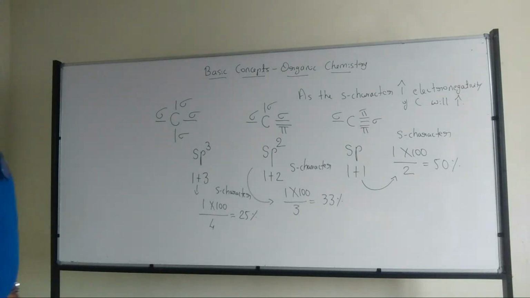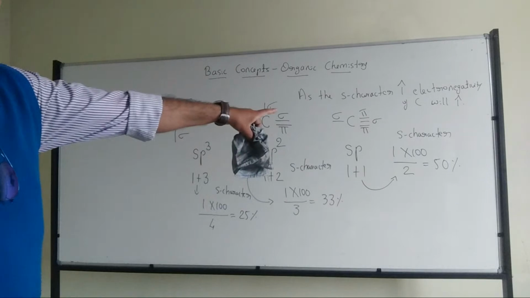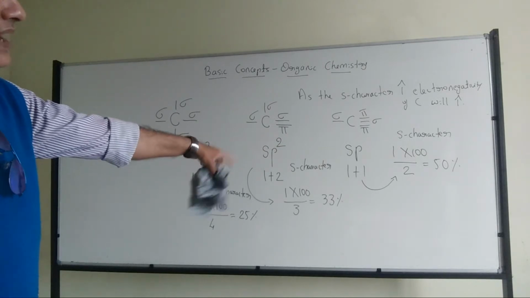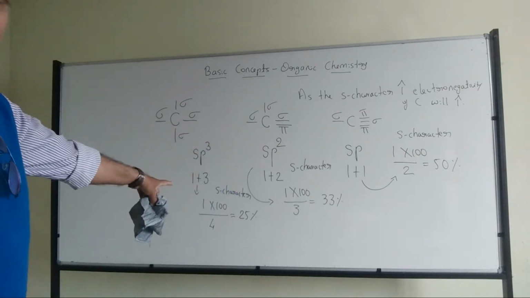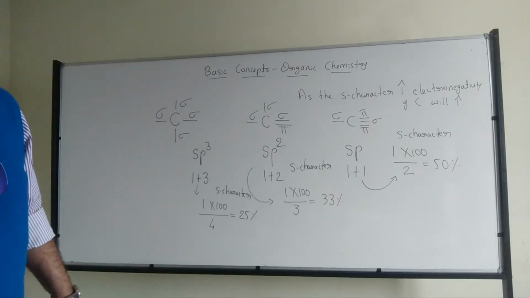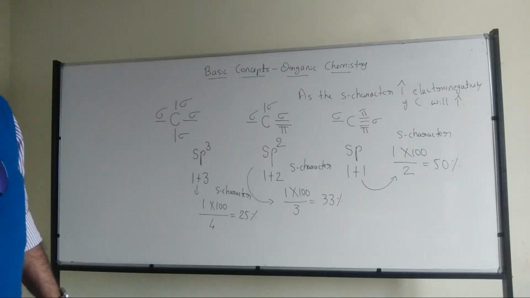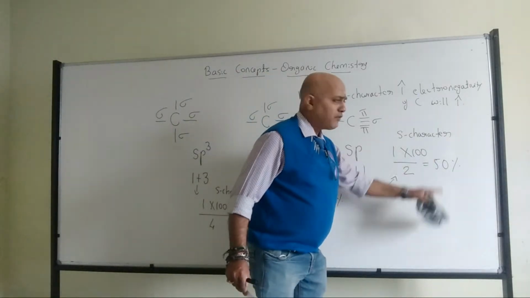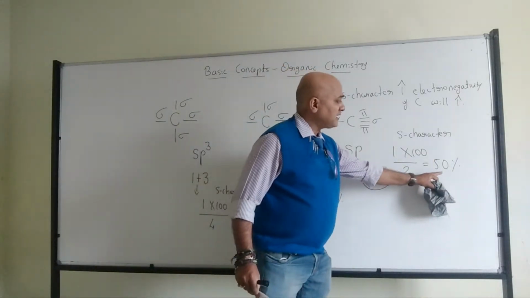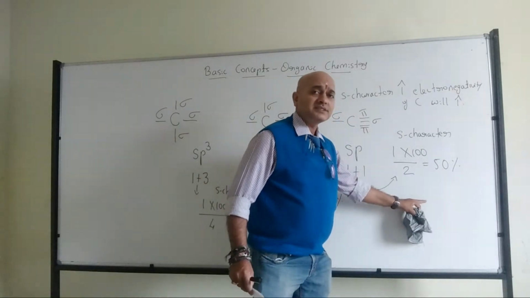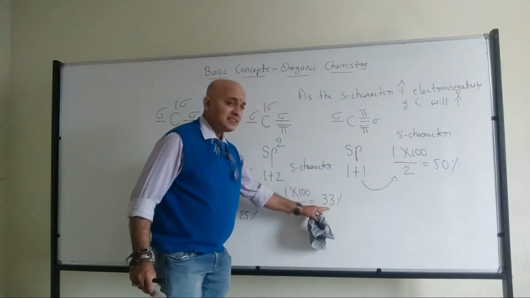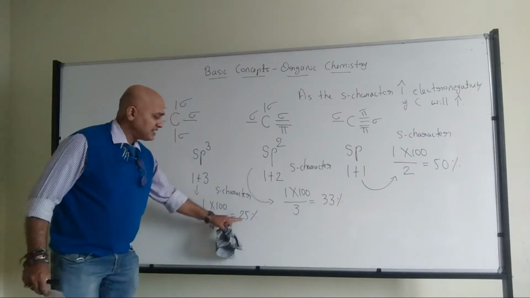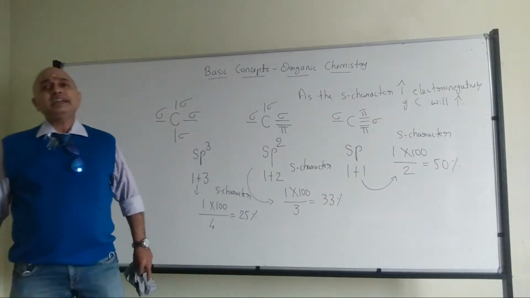Even p character we can calculate. The only thing is we have to reverse this. With respect to sp it will be the same, but here it will be different. You can easily calculate 100 minus 33, that will be the p character, somewhere around 67. 100 minus 25, that is 75, will be the p character in sp3. And 100 minus 50 is 50% p character in sp. All of you got my point?